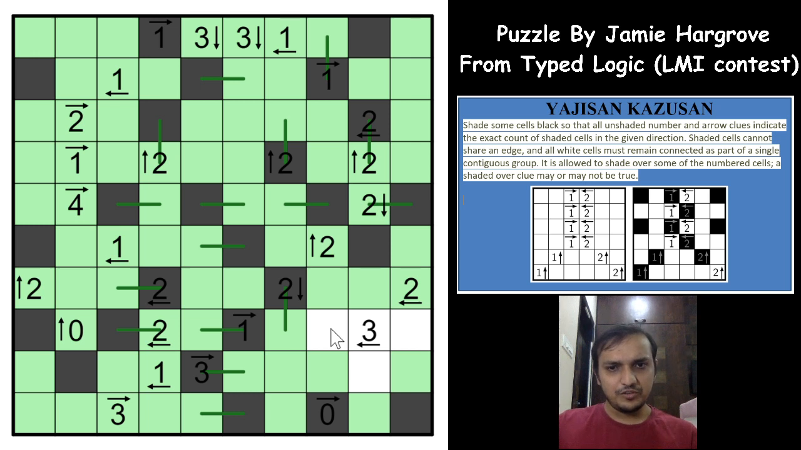Okay, so if I shade this cell, this will be shaded for the 2, right, which will have a closed area now, which means that this cell will be unshaded, right, and this cell will be unshaded because the white cell has to come out, which will make this cell shaded and this cell unshaded. So at last we have completed this very tough puzzle from the typed logic contest conducted on LMI.